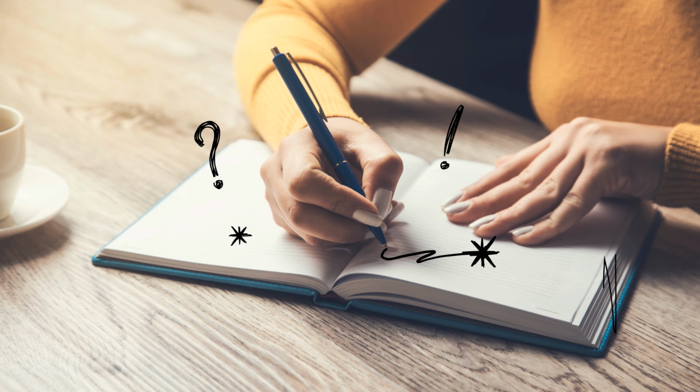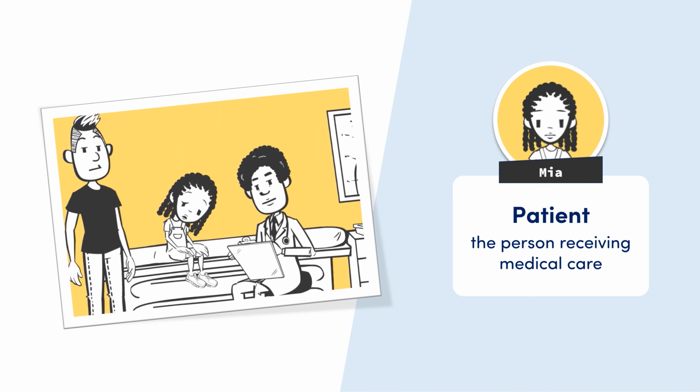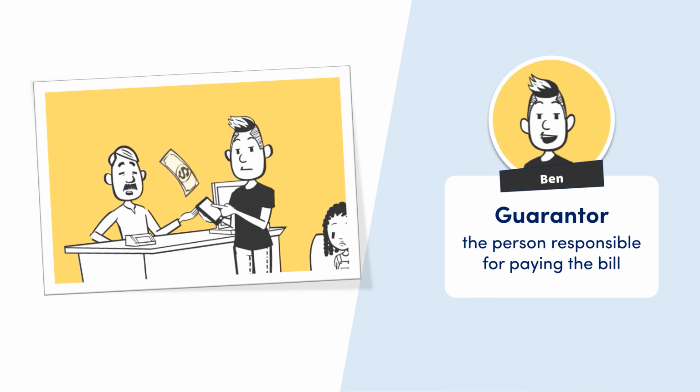Okay, let's review. Mia was feeling ill and was evaluated at the clinic. Since Mia was the person receiving medical care, Mia is the patient. Next is Ben, Mia's father. Ben was responsible for the bill and made the payment. So Ben is the guarantor. A guarantor is the person responsible for paying the bill.